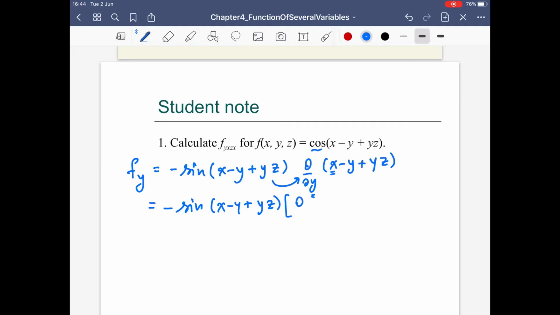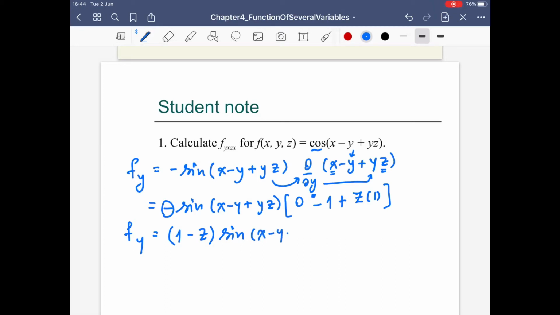So the first one you got 0, and then your y, because right now your y is a variable, so you have -1, and your z is again a constant, and the derivative goes directly to the y itself, so you have 1 again. So this one, your f sub y becomes, let's put it this way, I'm sorry, because here's a negative, so you got 1 minus z, and then sine of x minus y plus yz, just like this. So this is the first derivative that we find.